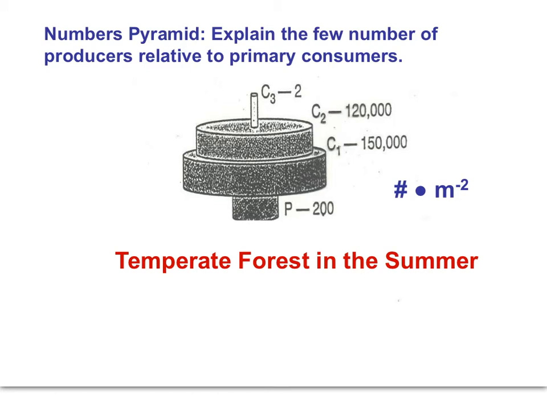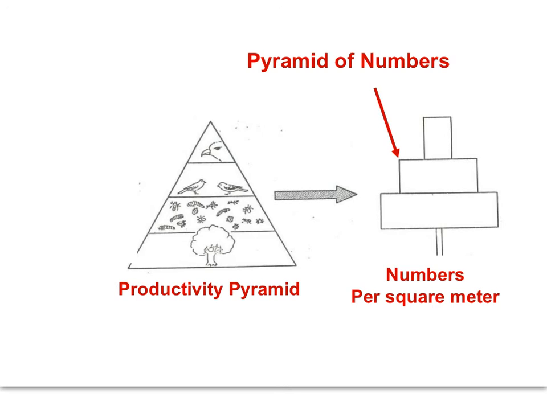Now, the explanation is that the producers are huge relative to the primary consumers. The large size of producers, think large trees here, results in sufficient energy production to sustain relatively smaller but more numerous primary consumers. In this slide, we have two ecological pyramids for the same temperate forest.